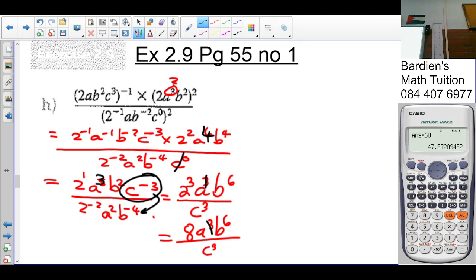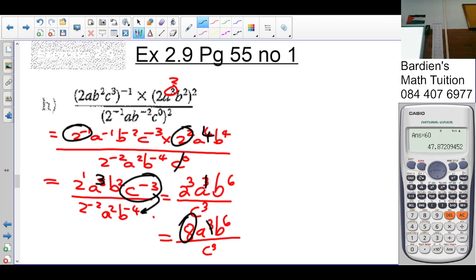Two? 2AB6 over C cubed. But then you made more than one mistake. You made a mistake here on your numbers as well. What did you write here instead of 2 to the negative 1? And here? 2 squared. Okay, don't get upset. I'm trying to locate why I didn't get the 8.